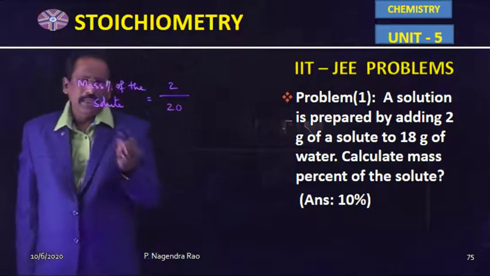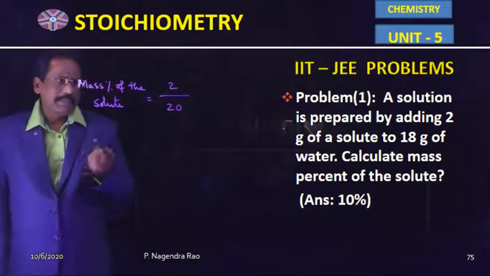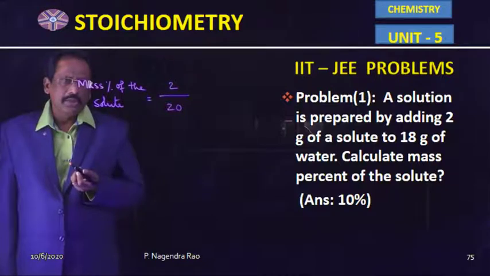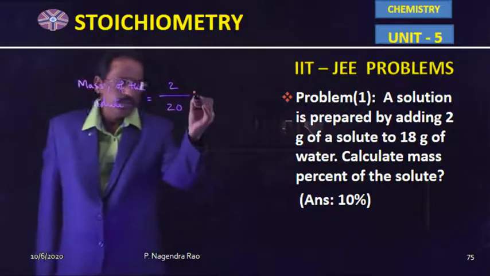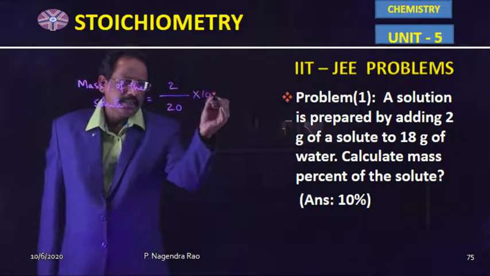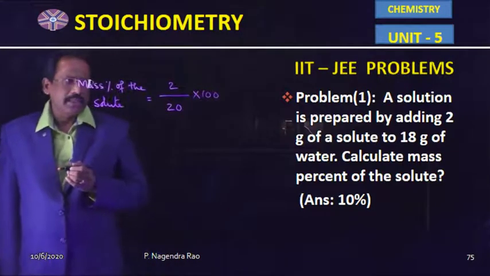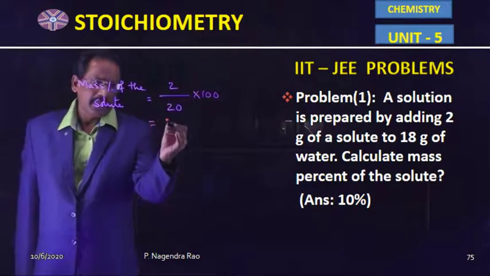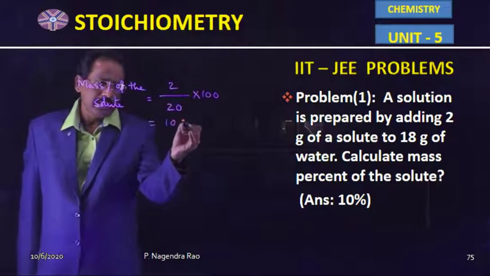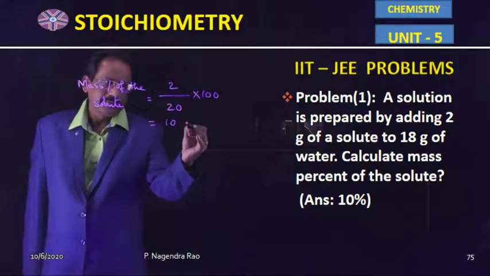So, the formula used to calculate the mass percentage of the solute is weight of the solute divided by weight of the solution, into 100. Therefore, the mass percentage of the solute is equal to 10%.